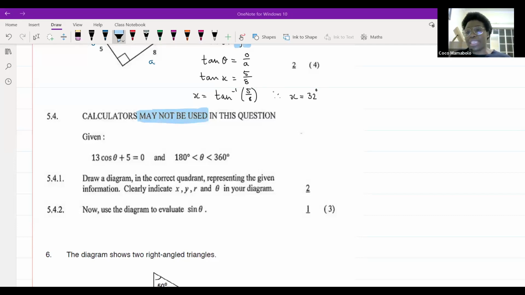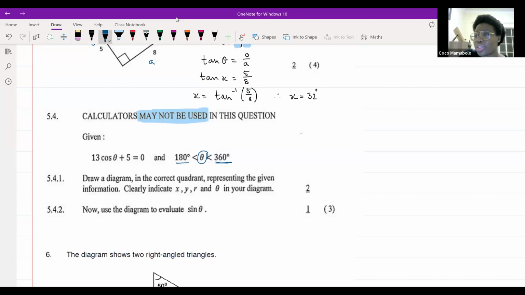Let's see what we've been given. It says here, we've been given 13 cos theta plus 5 is equal to 0, and theta is in between. Do we see how it says theta is in between 180 and 360 degrees? Are we seeing it?